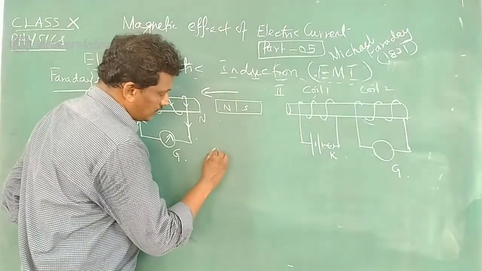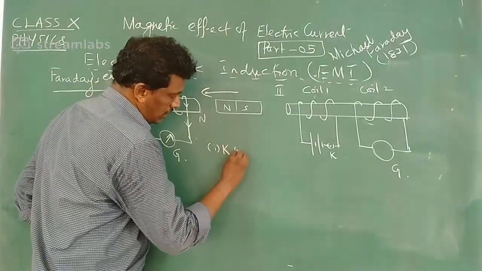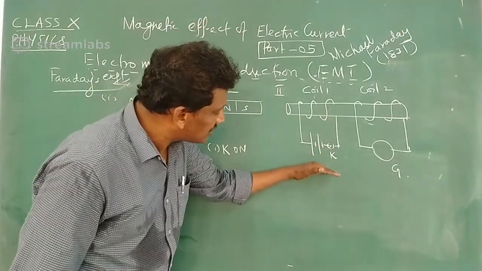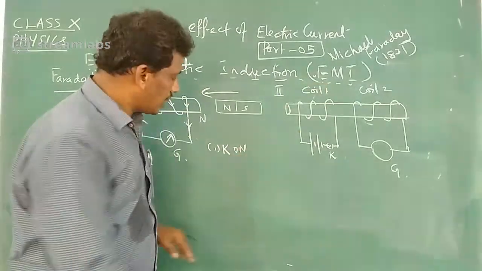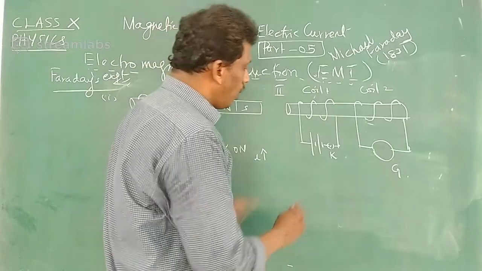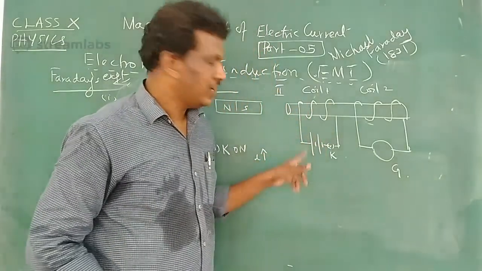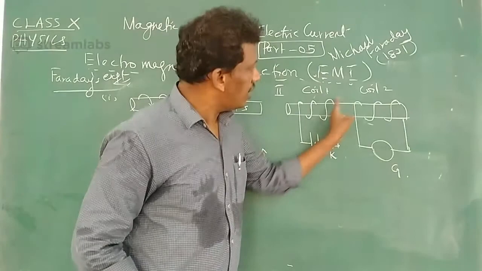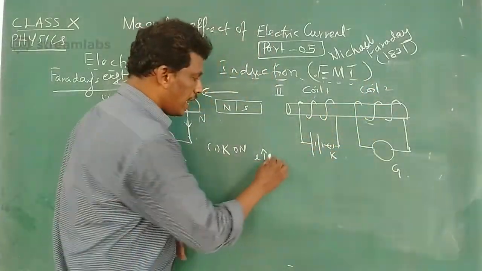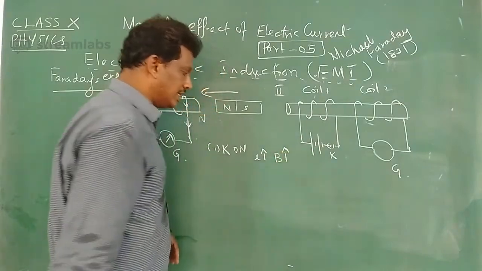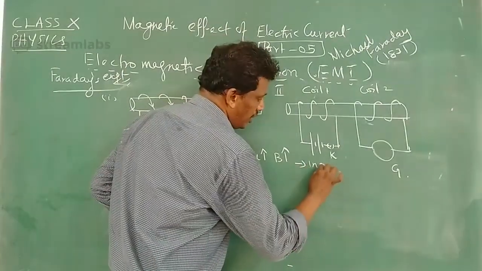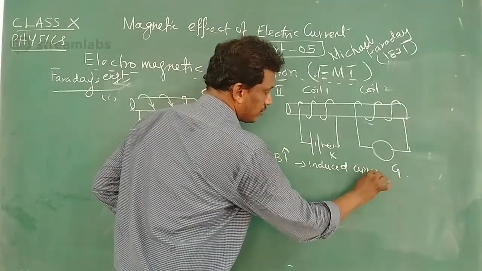So in the first case, what will happen? The key is on. As soon as you switch on, the current increases. So in this case, I increases. Now due to the current, you have the magnetic field here. Similarly, coil 2 will also have a magnetic field because of this. So the magnetic field also increases. Due to the change in magnetic field, what will you get? Induced current.